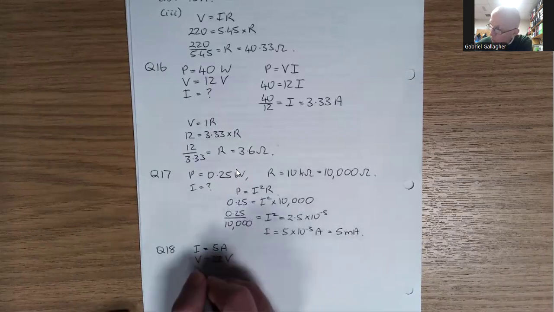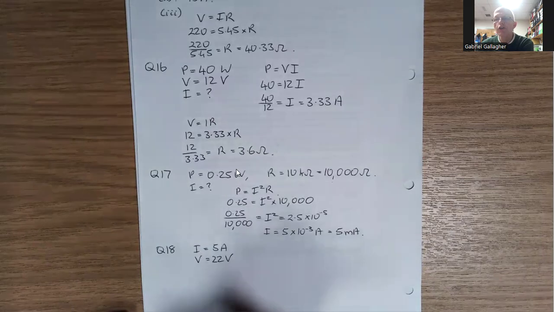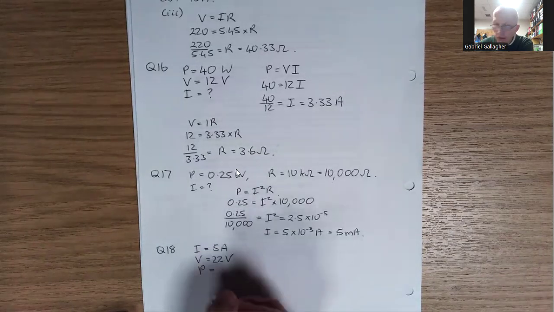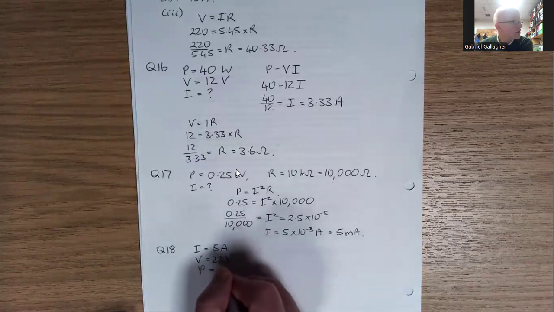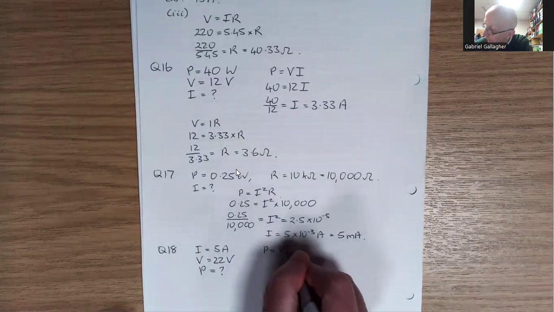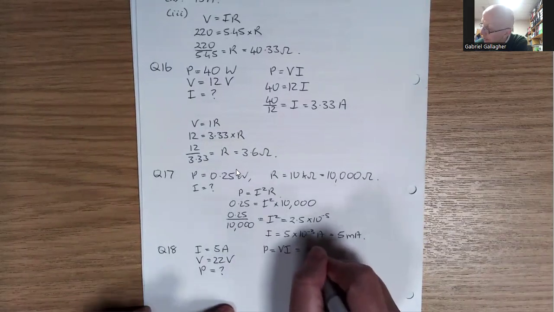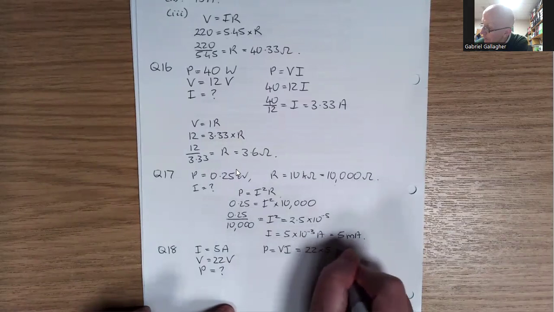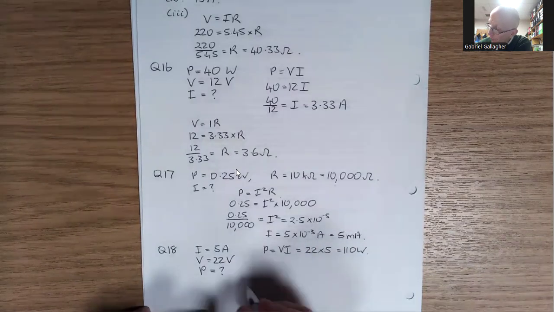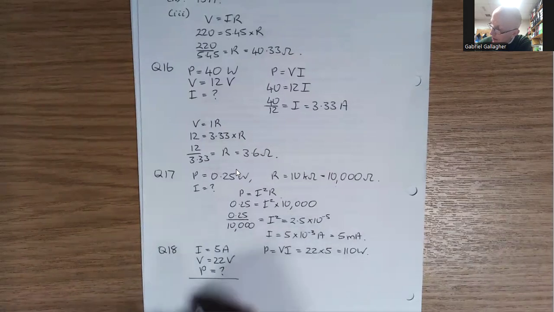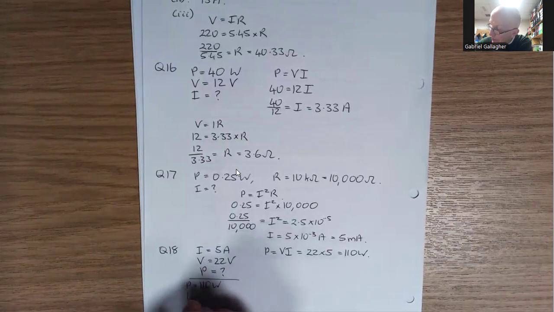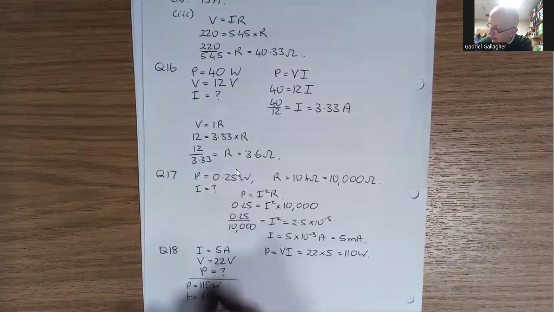The best way to do this is to work out the power first, which is the energy per second, and then multiply by the time. So P equals VI, which equals 22 times 5, which is 110 watts. We've worked that out. The time is 1 minute, 60 seconds.